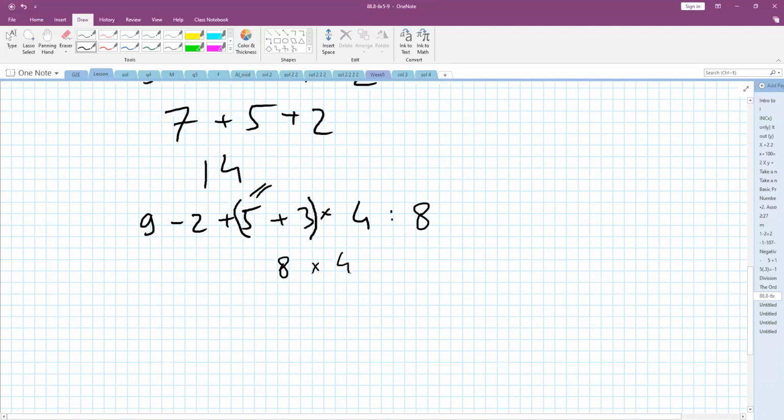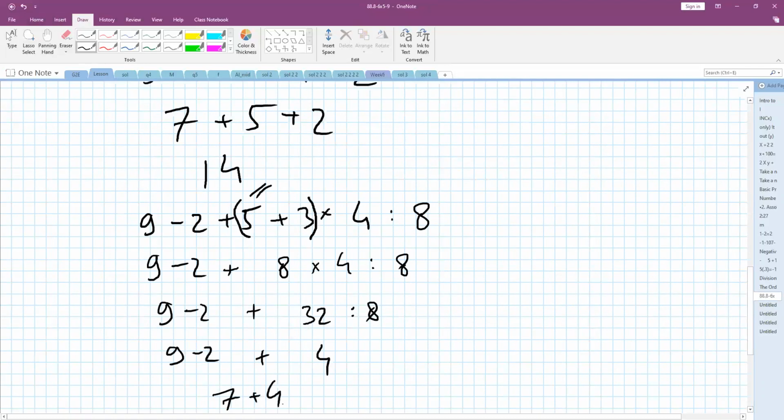Then you have this. Let's just write all of them now. That makes 8, and then oh, sorry, this is 8. So this is 8, it's 32, and then divided by 8. Divided by 8, that gives you 4. And then 9 minus 2 is 7, plus 4 is 11.